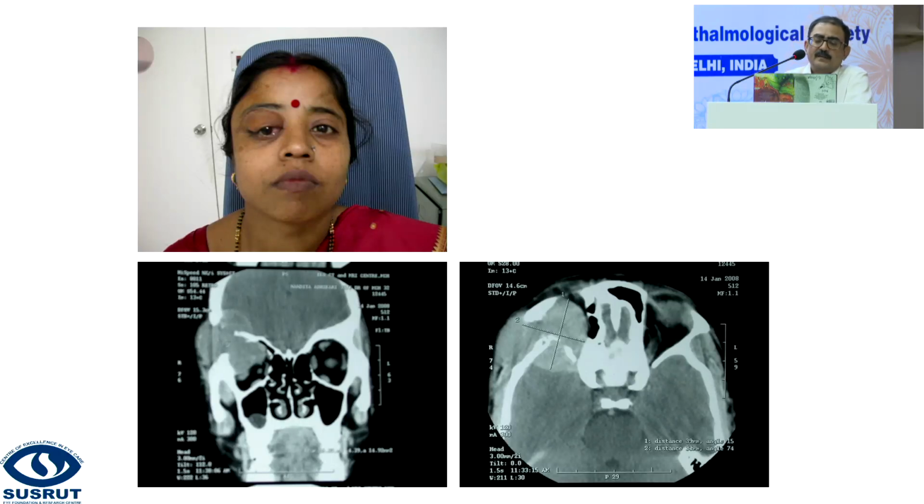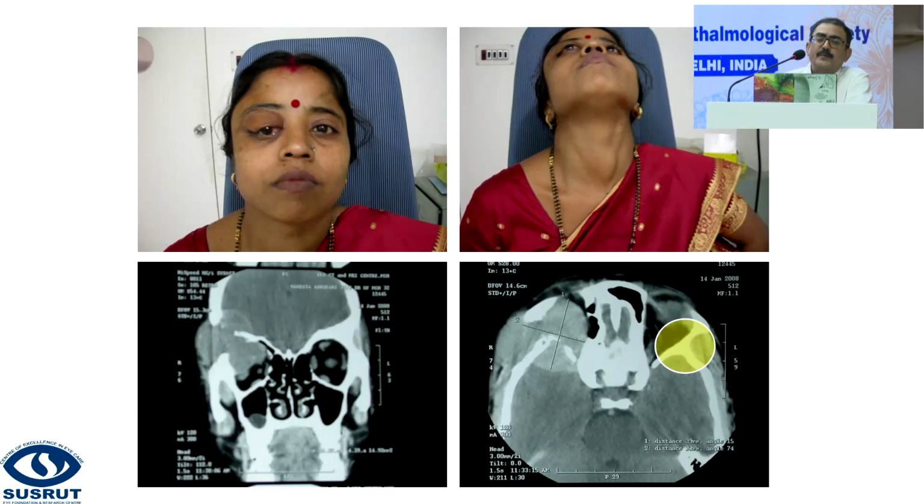This is the trigone of the orbit. So you have a mass lesion which is in the orbit, in the temporal fossa as well as in the cranium. And what I was stupid about is that I did a biopsy. What I didn't see was I didn't see a throat.